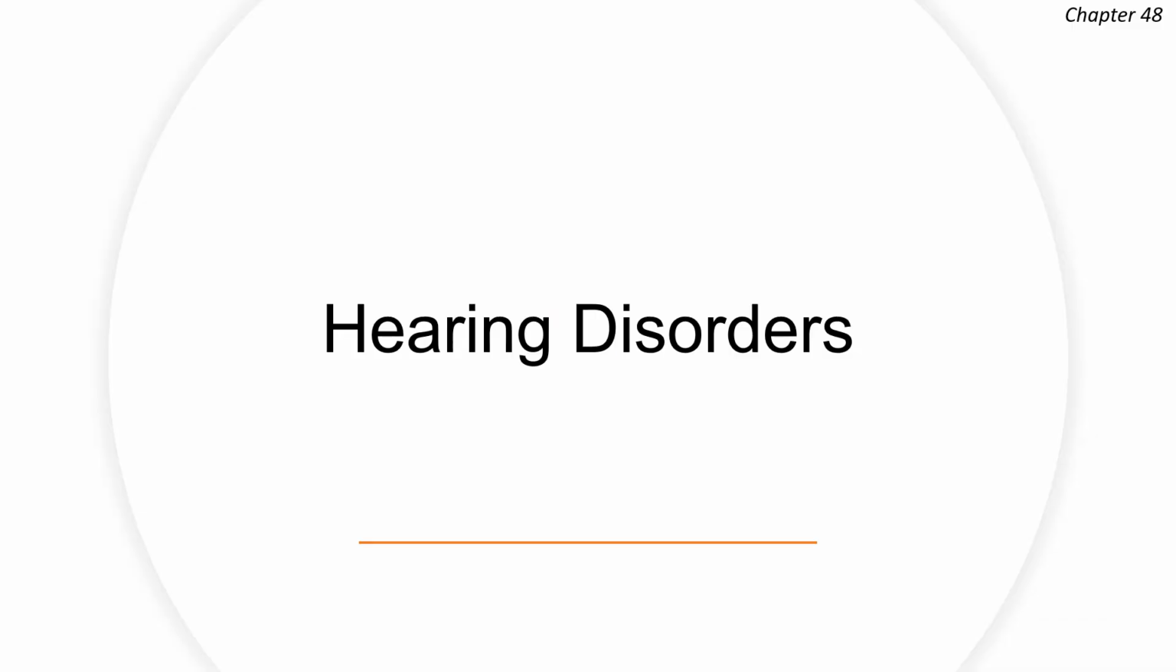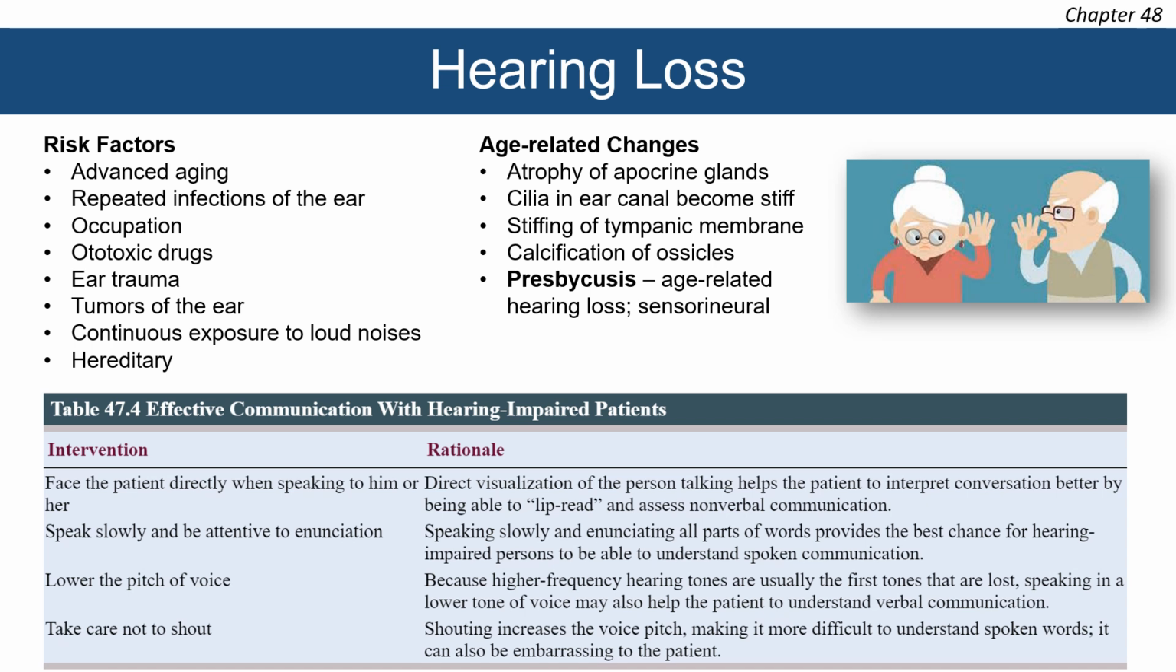Okay, now we're going to jump into our hearing disorders. Risk factors of hearing loss, and we're talking about just general hearing loss. Advanced aging, so hearing loss is part of age-related changes that we can expect. Repeated infections of the ear, occupation, ototoxic medications, ear trauma, tumors of the ear, continuous exposure to loud noises, and genetics. So all of those things can lead to hearing loss.